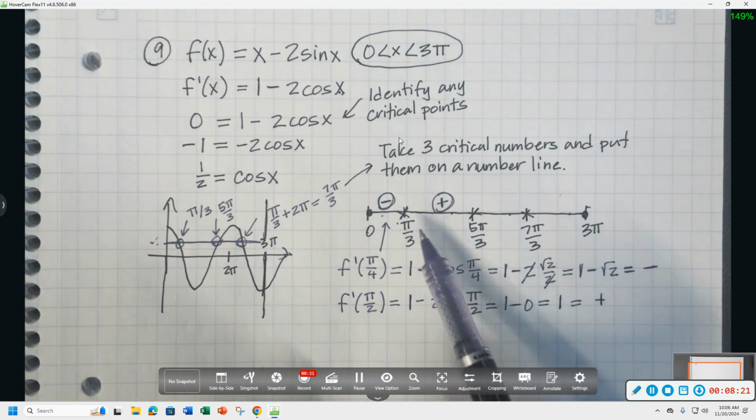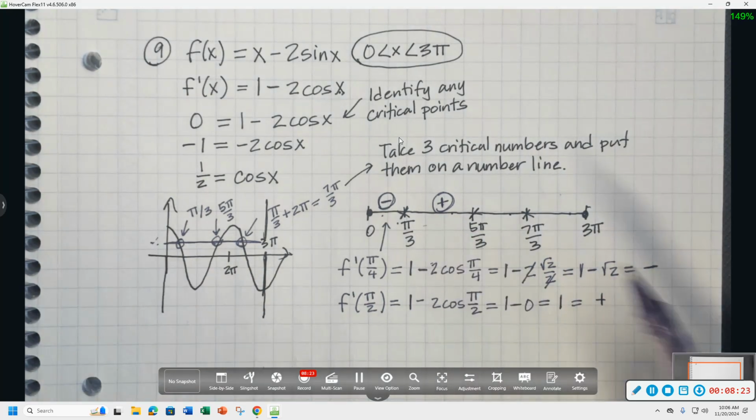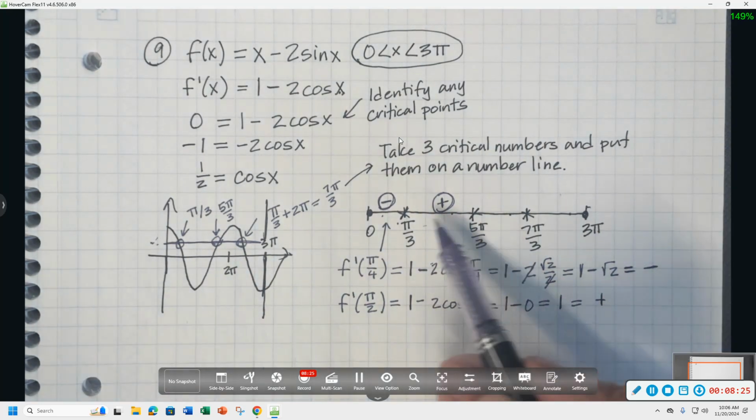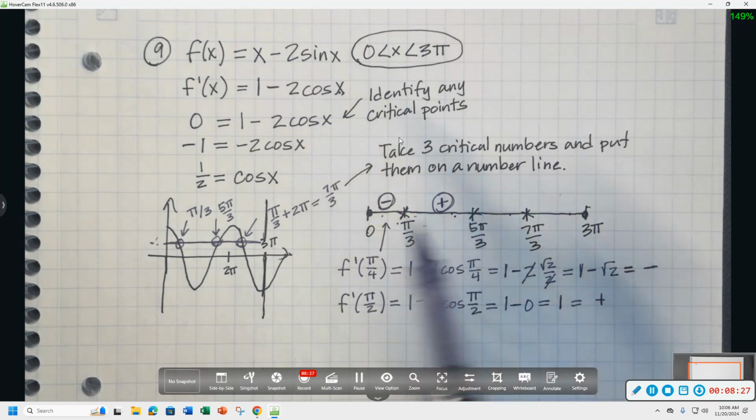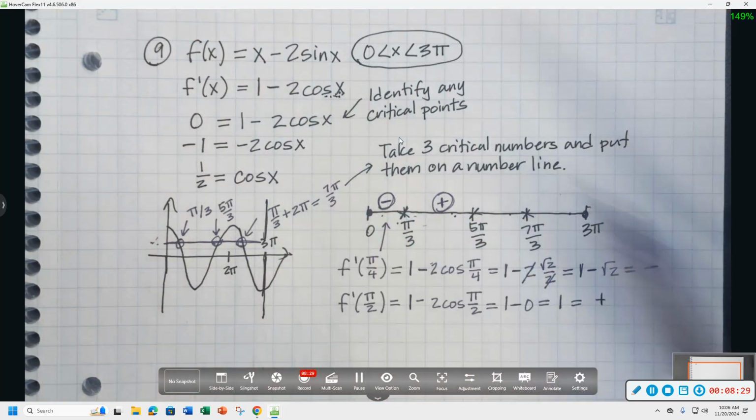Whatever point I choose to take between the 2 points that I have as my critical numbers, I'm putting it into the derivative. I'm determining whether it's a positive interval or a negative interval.